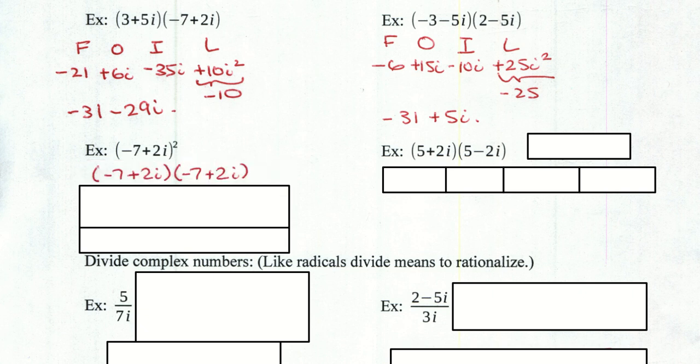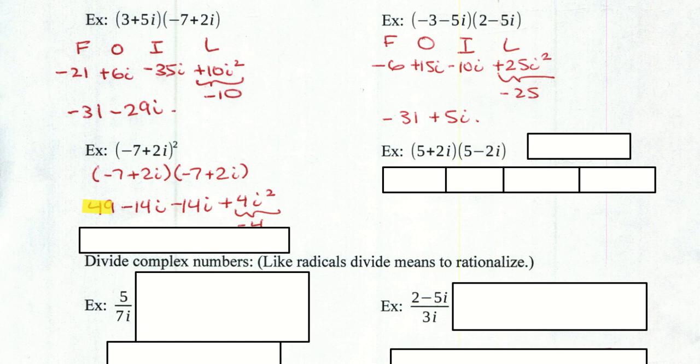Here's a FOIL question, and I say that because when you multiply a number by itself, you've got two of those factors. So negative 7 plus 2i times itself. So we're going to FOIL this. There's first, outer, inner, last, so make sure you can go through and check that.